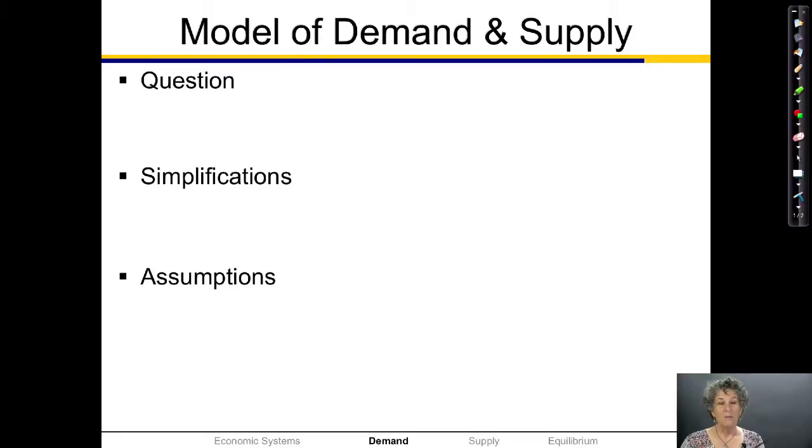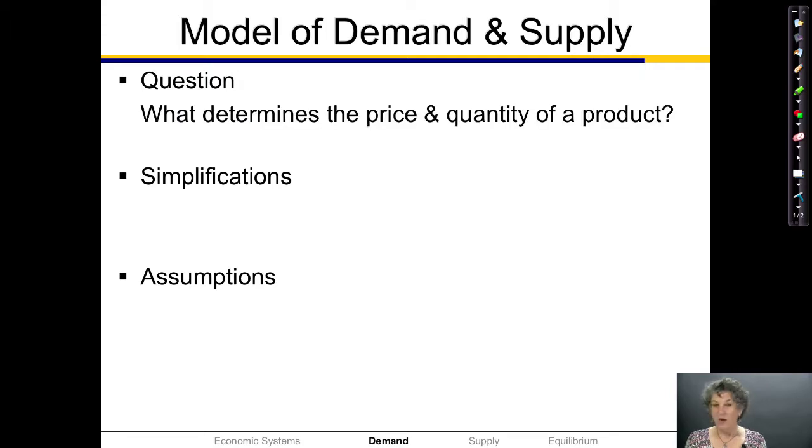Once again, models are characterized by a question, by simplifications, and by assumptions. For the model of supply and demand, the question that's being asked is what determines the price and the quantity of a product? Why does the pen that you're writing with cost $1.29 instead of $15? Why did the cup of coffee that I've got here on the desk, that I have to be careful not to spill on the equipment, cost $2.30 instead of 22 cents? So what determines the price of products and what determines the quantity that we purchase?